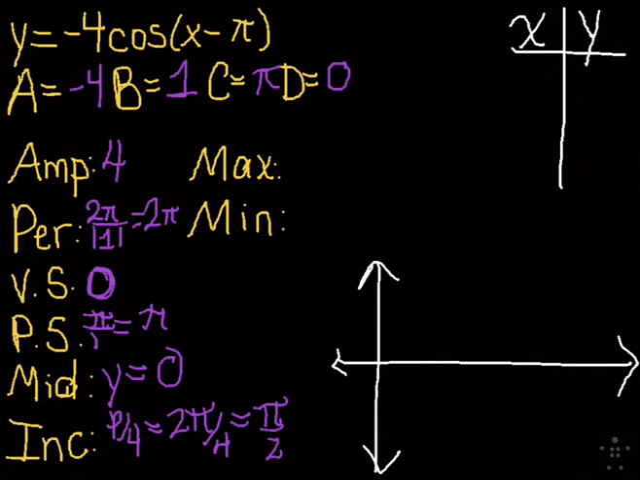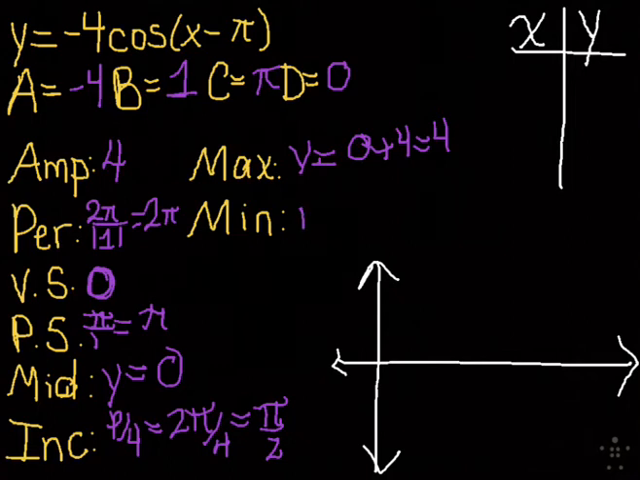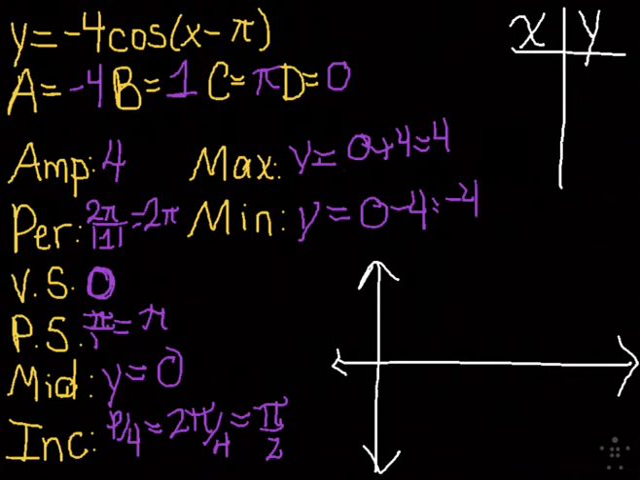Maximum, y equals D, which is 0, plus the amplitude, which is 4. So the maximum is at 4. The minimum, y equals 0, subtract the amplitude, so that equals -4. Okay.